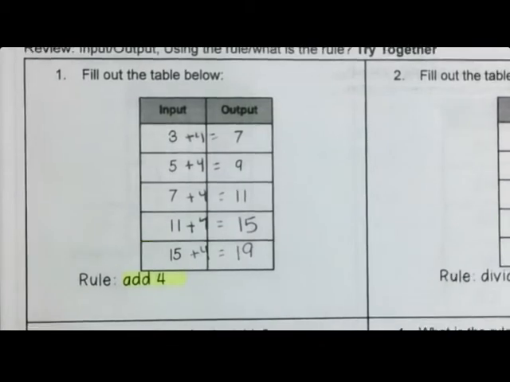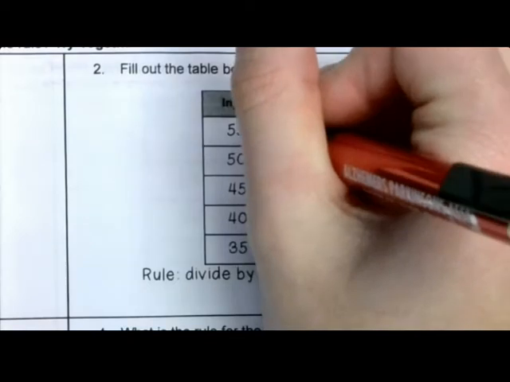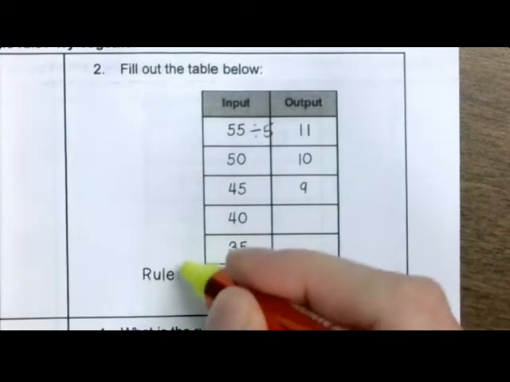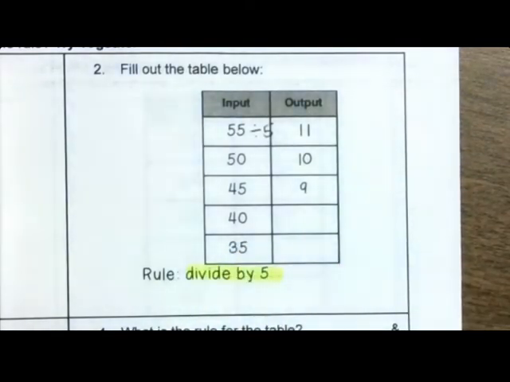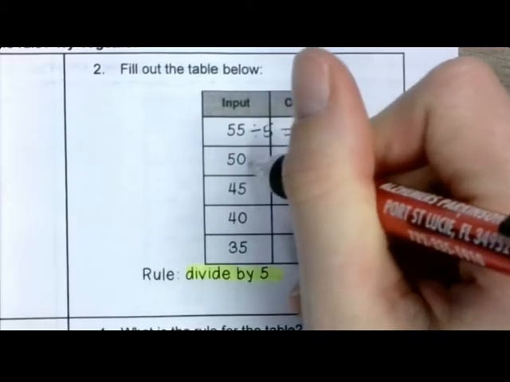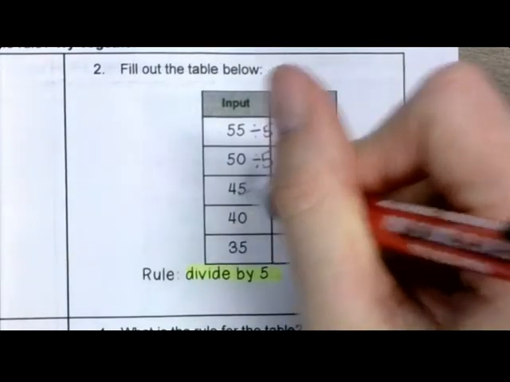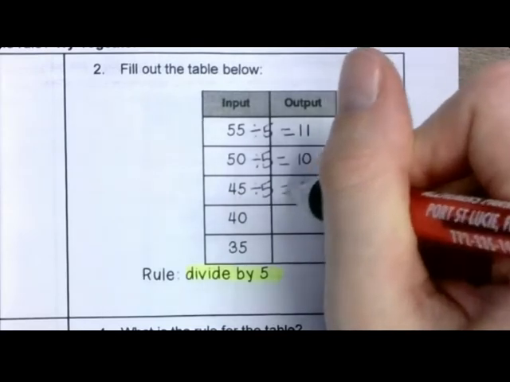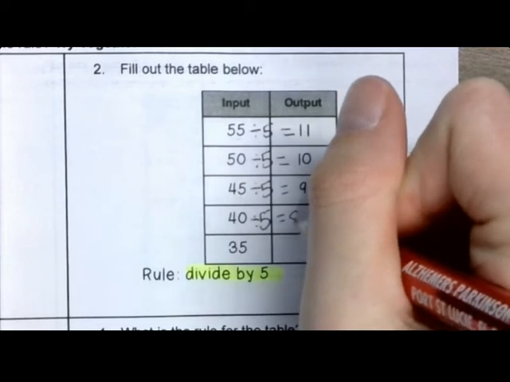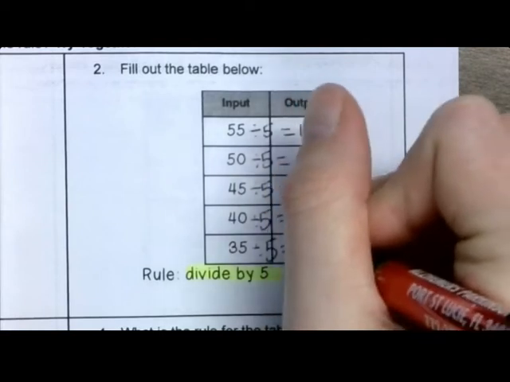Okay, so for the second one, I take 55. If I divide that by 5, that's my rule, right? My rule is divide by 5. 55 divided by 5 is 11. 50 divided by 5 is 10. 45 divided by 5 is 9. 40 divided by 5 is 8. 35 divided by 5 is 7.